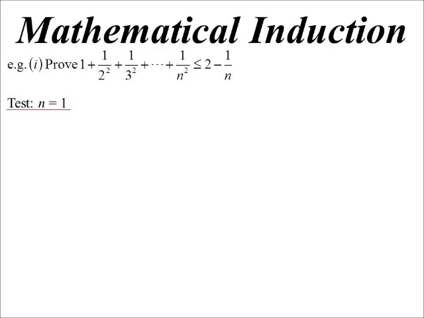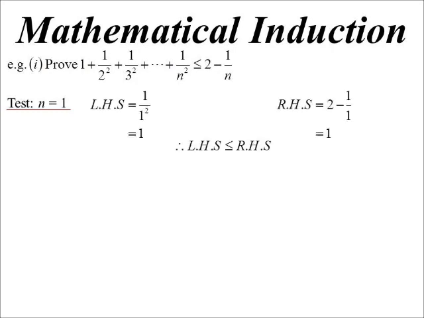Alright, let's start off. Test n equals 1. Left hand side is 1. Right hand side is 1. Yes, it is true to say it's less than or equal to. Remember what you're saying, less than or equal to. Well, it's equal to, so yes, it is less than or equal to.